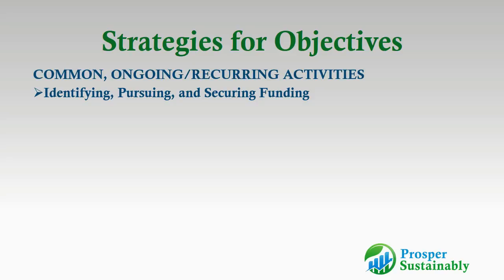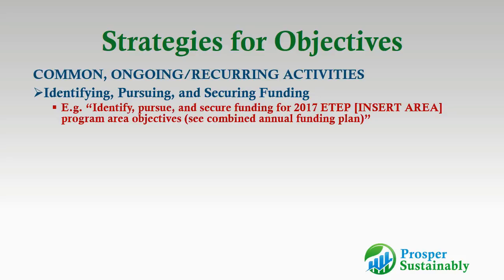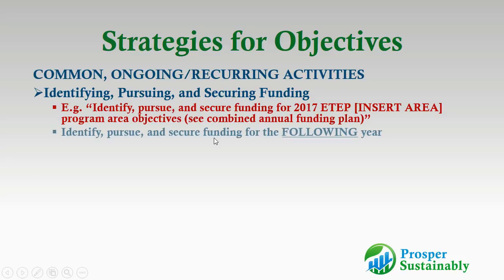Another one is identifying, pursuing, and securing funding. Probably one of the most important things that you need to be doing on an annual basis, unless you are 100% tribally funded. So example language here is identify, pursue, and secure funding for, in this case, I put 2017 ETEP blank, insert the area, program area objectives, and then a combined annual funding plan. So I left the 2017 in here. So in this case, you want to identify, pursue, and secure funding for the following year.